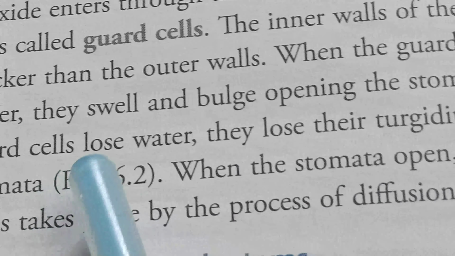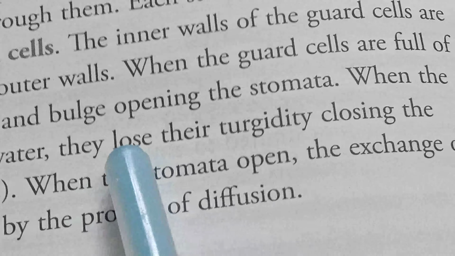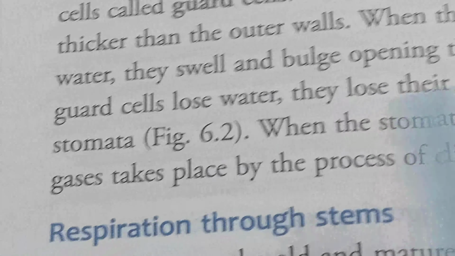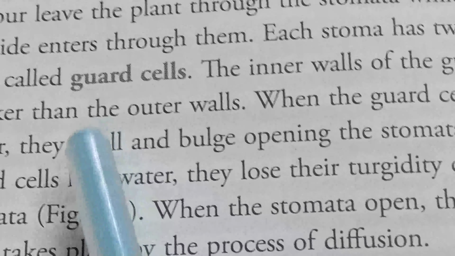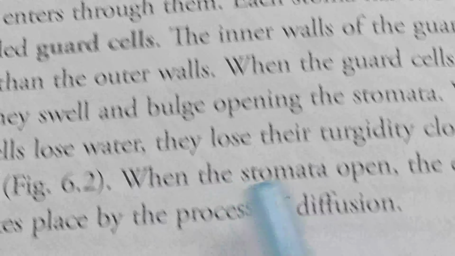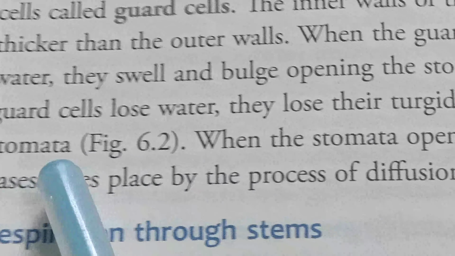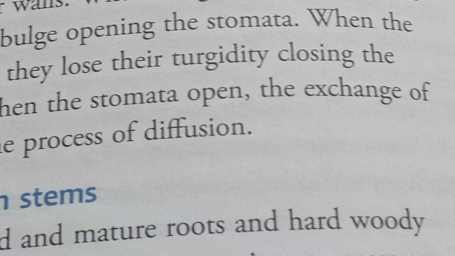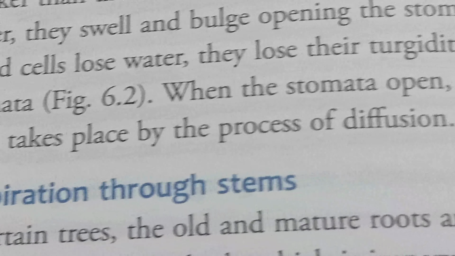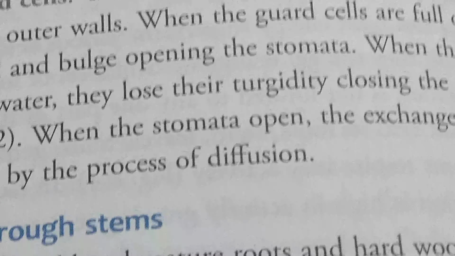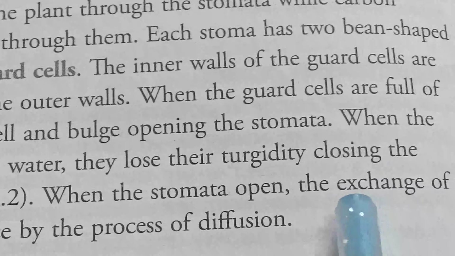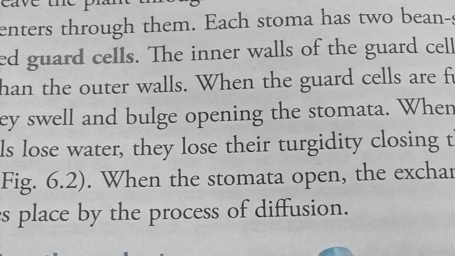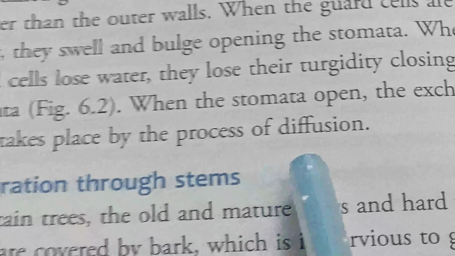When the guard cells lose water, they lose their turgidity, closing the stomata. So after losing water, the thicker inner wall loses its turgidity and then the stomata are closed. When the stomata open, the exchange of gases takes place by the process of diffusion. This last line is most important, just mark it. So through stomata, the gaseous exchange takes place with the help of the diffusion process.